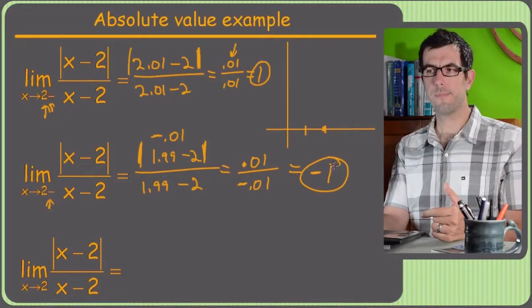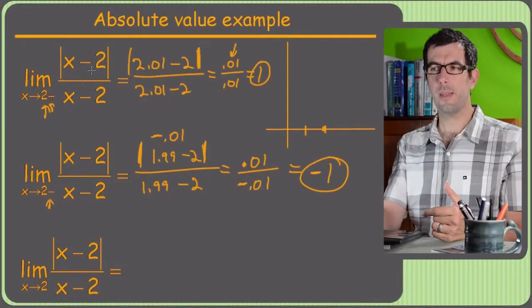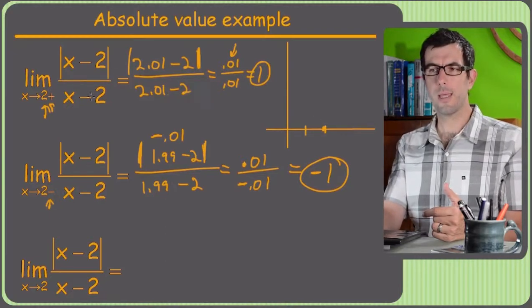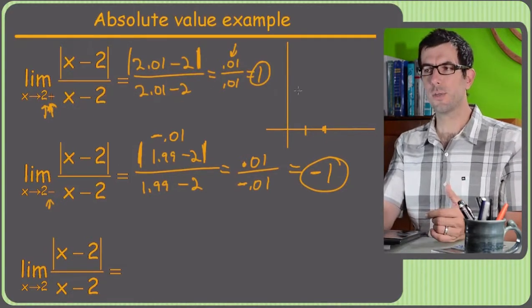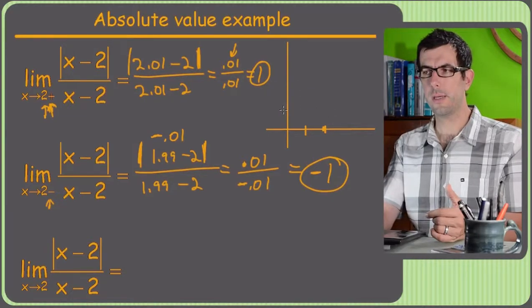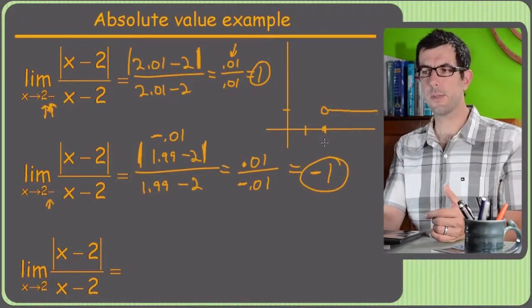And it's going to turn out that if you're approaching from the right, like we did in this first one, it doesn't matter what number you plug in. You could plug in 3. You get 3 minus 2 is 1 over 3 minus 2 is 1. The x minus 2s just kind of cancel, right? So it turns out no matter what you plug in, you're going to get 1. So this graph looks like this. It just shoots off to the right, like that.